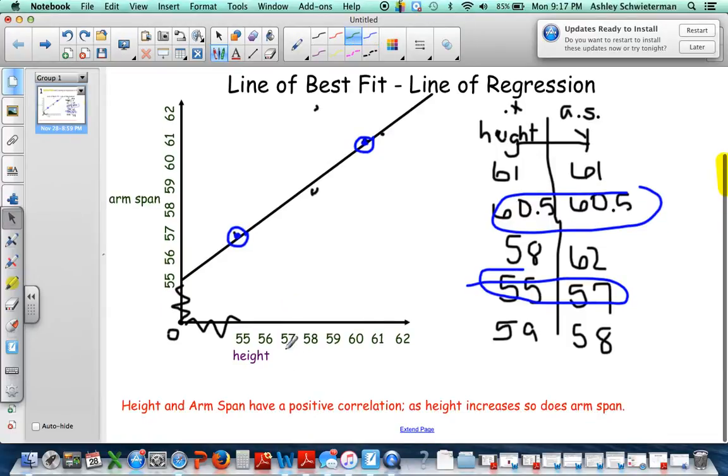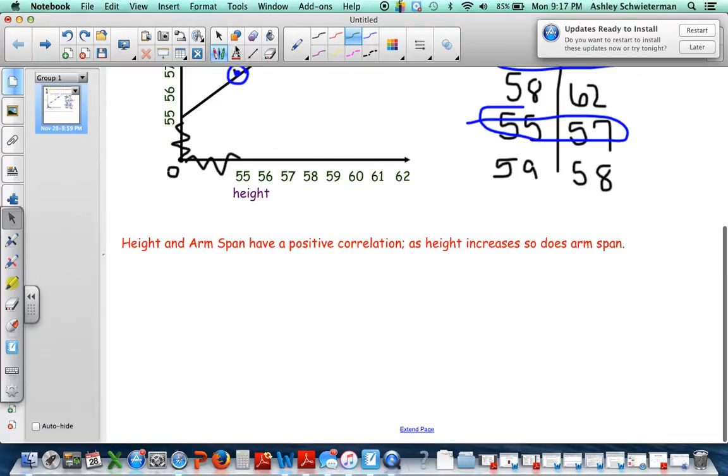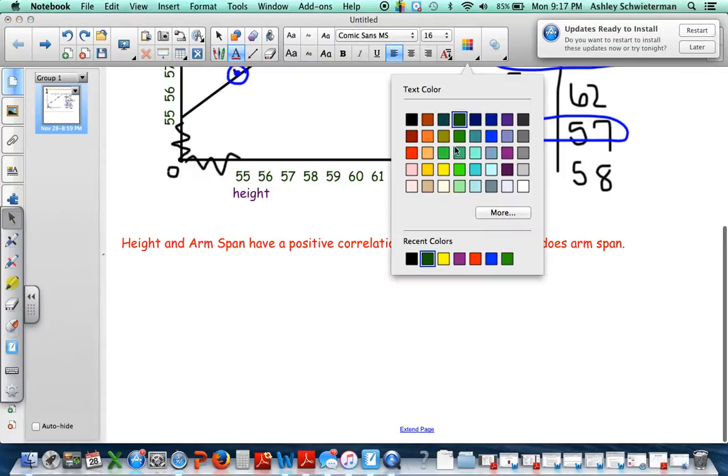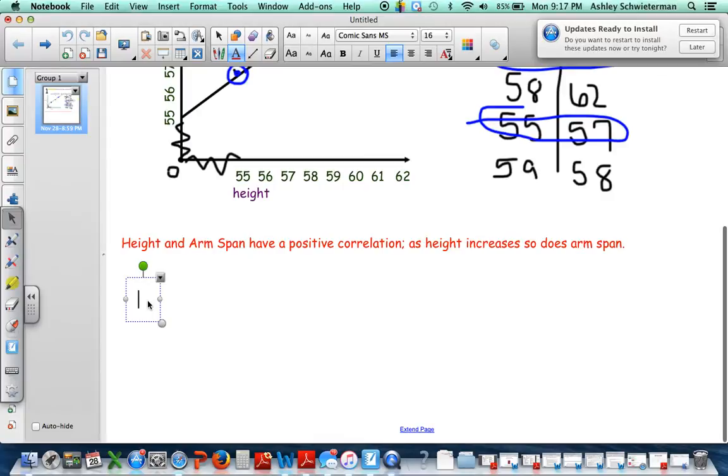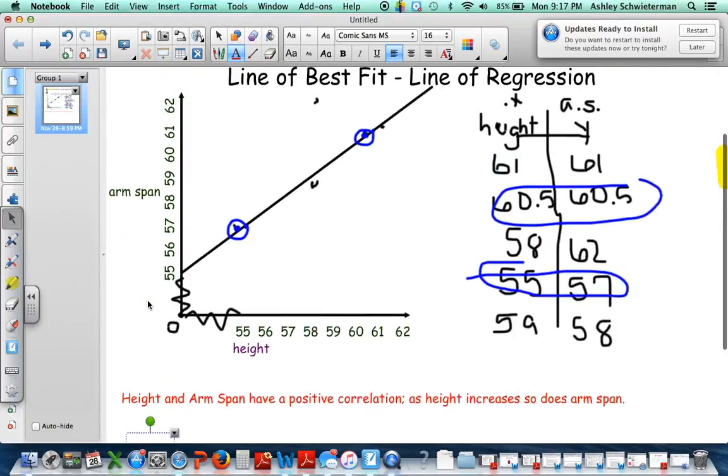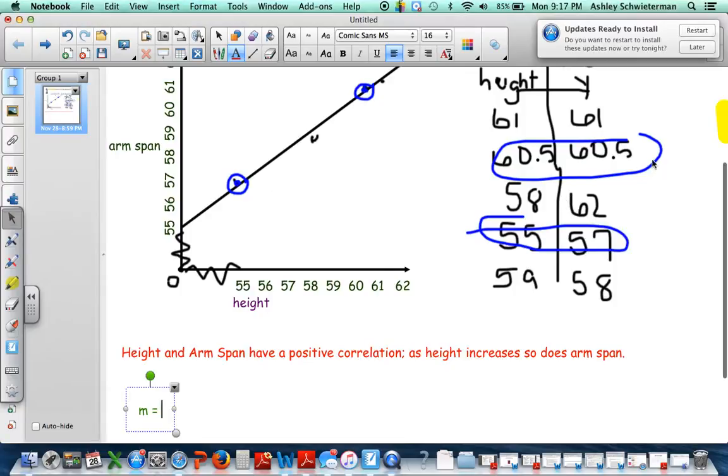So, if it's in slope-intercept form, I need a slope and I need a y-intercept. So, the first thing I need to find is the slope. So my slope is rise over run, and instead of counting, I'm going to take my y's and subtract them over my x's and subtract them. So I'm going to take 60.5 minus 57, and I'm going to get 2.5.